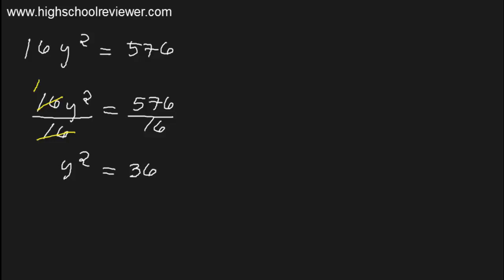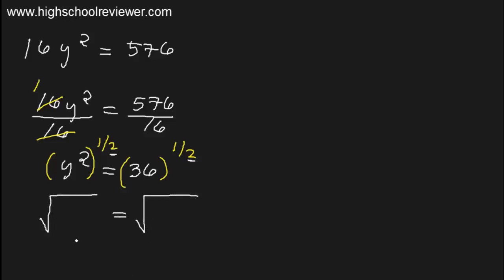So to do this, we need to raise both sides of the equation by 1/2. So raise this to 1/2, raise to 1/2. So the denominator here will be the root of the equation. So since 2 is the root of y squared, this will be the square root. The same is true for 36. This is the square root.